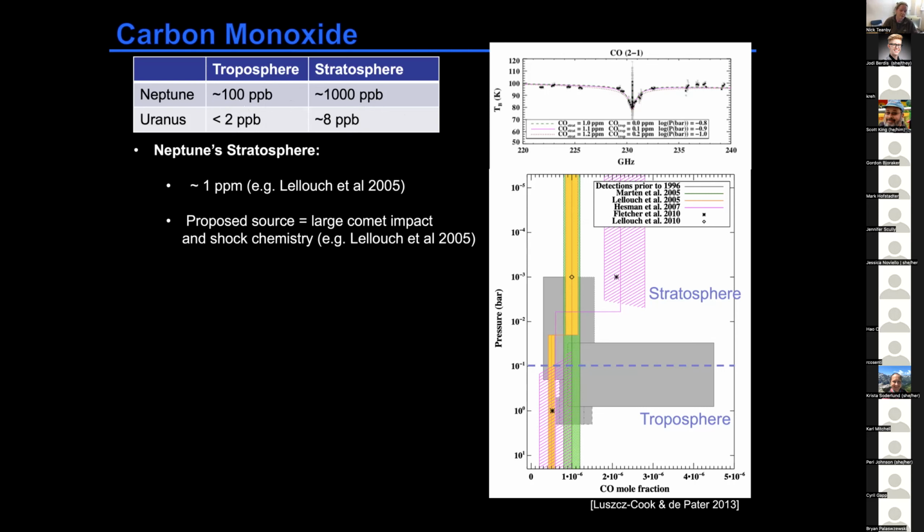What can happen is the water in the comet can react with the carbon in the methane in Neptune's stratosphere, and that can create a lot of CO. So a lot of that stuff that would have been water ends up being in CO. We need quite a big comet to explain this massive abundance.